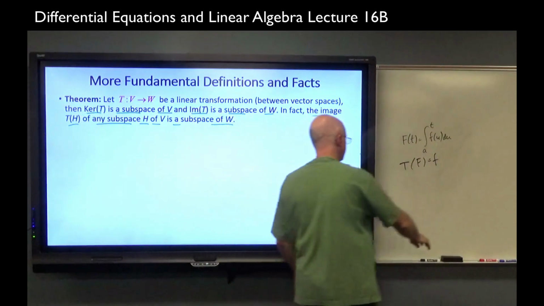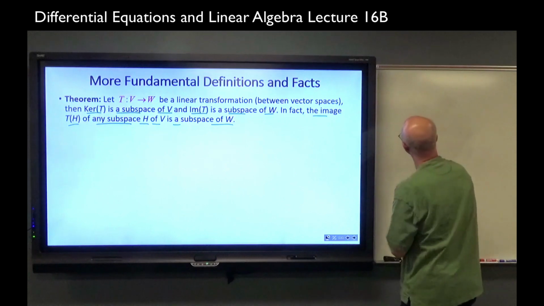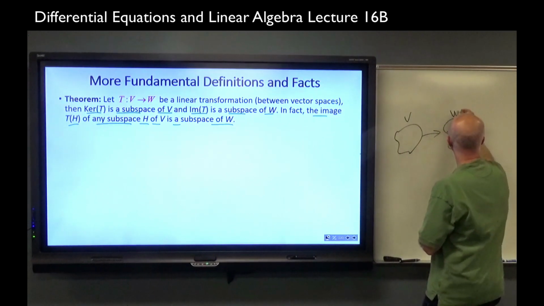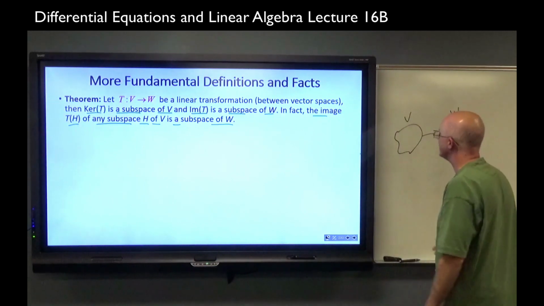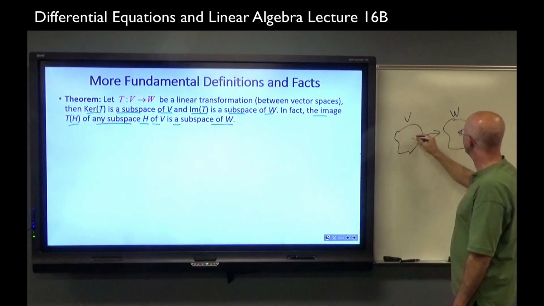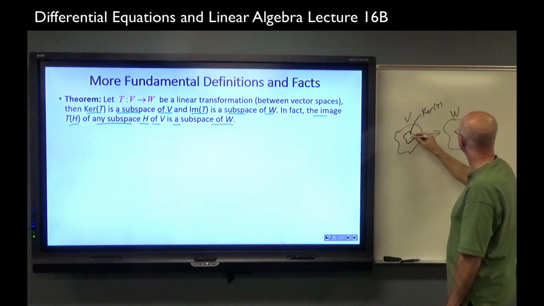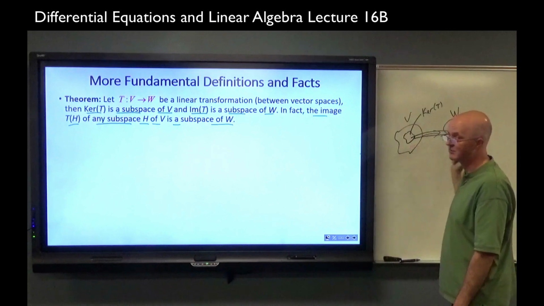A picture might be helpful here. Some people might argue I shouldn't draw my vector spaces as blobs because vector spaces are rigid. Okay, don't worry about it. Here's the zero vector over here. The kernel is some set over here. That's the set of all the vectors in capital V that get mapped to the zero vector. And if it contains more than just the zero vector, this function won't be one-to-one.